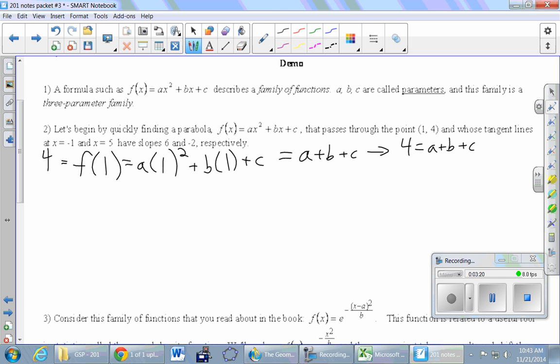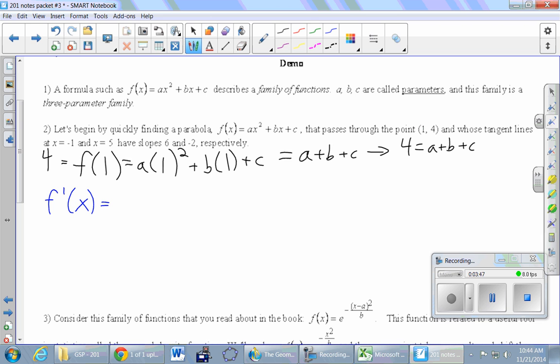Okay, taking a look at the next piece of info in this problem. We want tangent lines to have a certain slope. So what calculus thing do we need to do to think about the slope of a tangent line? We've got to take derivatives. So let's take a derivative here. So f prime of x equals, and again, remember, x is the variable. Every other letter there is a constant.